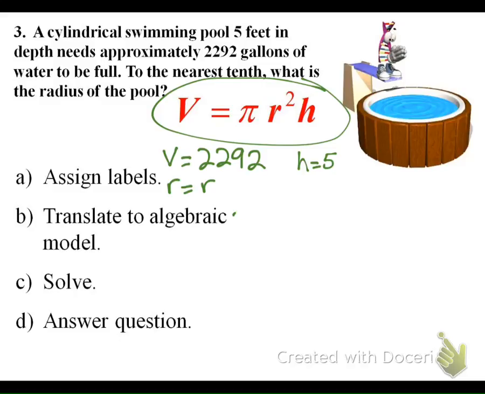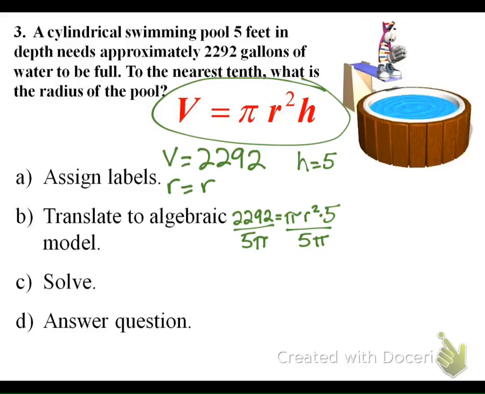Now we can plug in everything we know. So 2,292 equals pi r squared times 5. Do you want us to do like actual pi or like just 3.14? If you have a pi button on your calculator, you should use it because it's more accurate. All right, I am going to solve for r squared. You can actually divide by 5 pi at the same time.